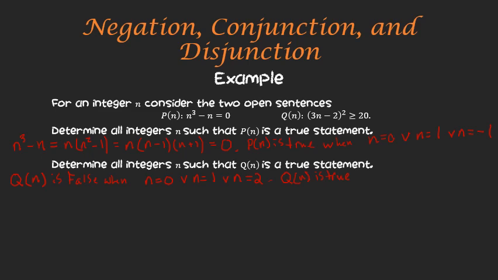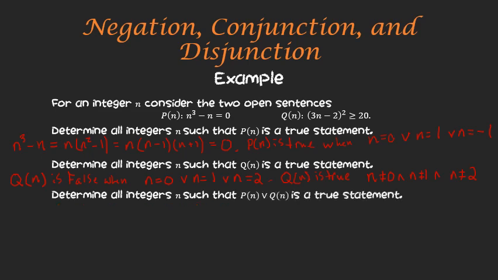So the negation of this disjunction here would be n not equal to 0 and n not equal to 1 and n not equal to 2. So we're actually using De Morgan's law there to rewrite the statement for when it's false to make it into a statement for when it's true. So another way we could say this is that Q of n is true so long as n isn't 0, 1, or 2. All right, now let's take a look at some compound statements built off of these and see how to determine when those are true or false.